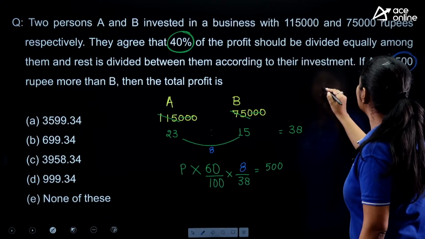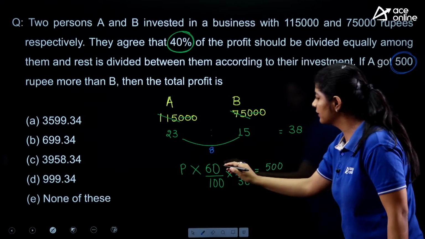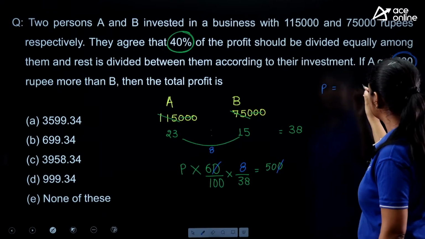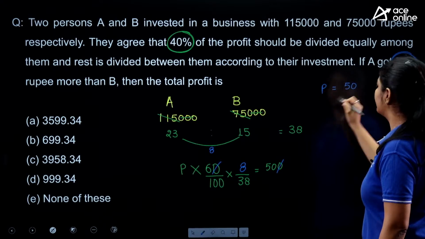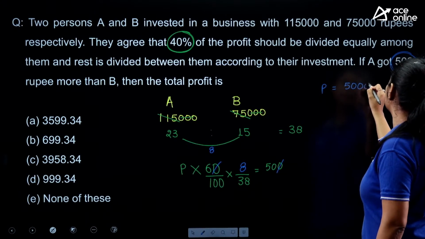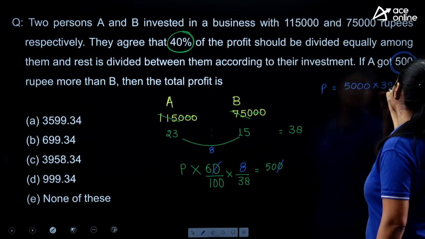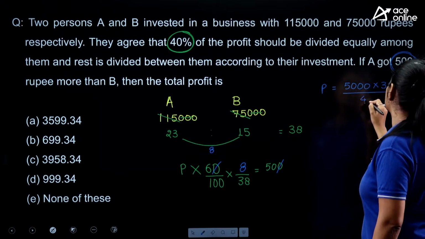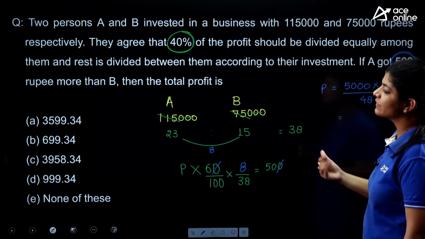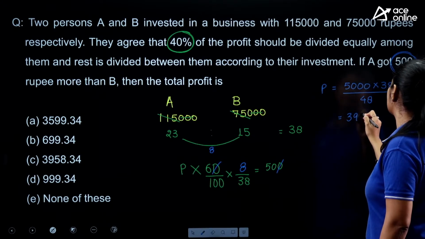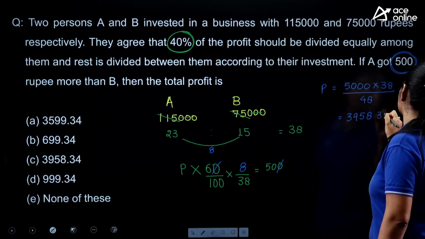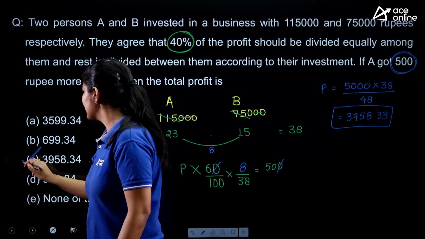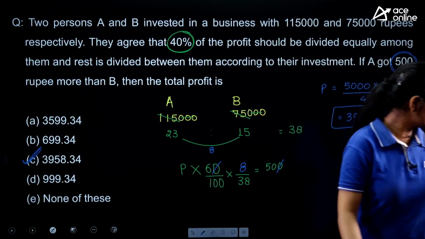So we can write it as P is equal to, here this 0 and this 0 are eliminated. After that, it's better to write it like this only. So 50 into 100, 5000 into 38 divided by 6 into 8, that is 48. We need to solve this one, and as we solve this, we got 3958.33. This is the original profit that they got, right? Option number C is the correct one.